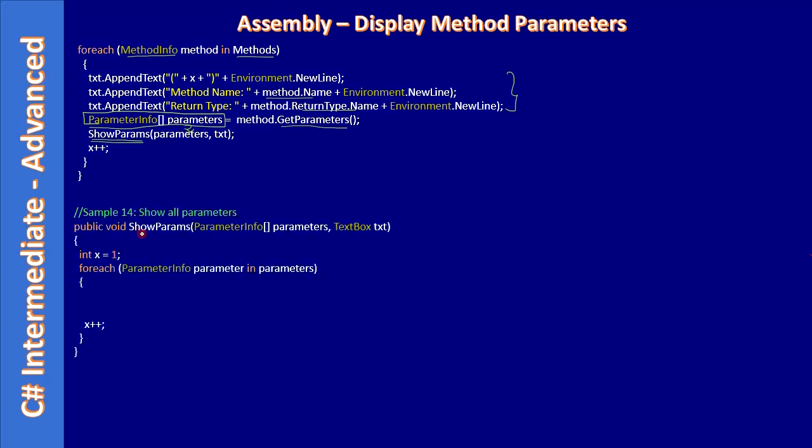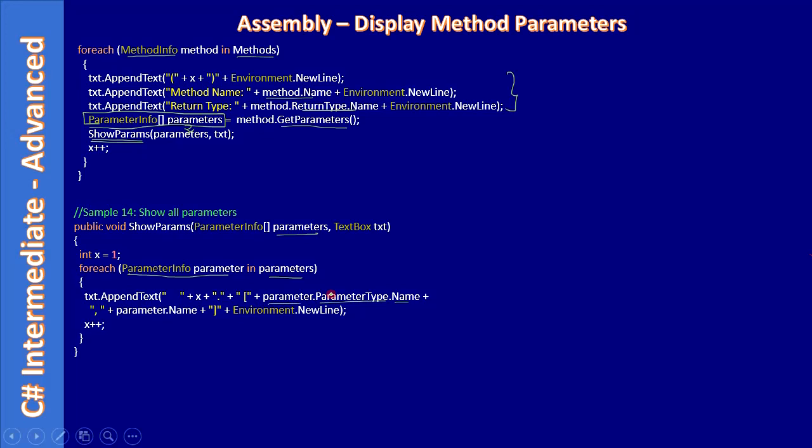And here is the show params function, with parameters, because it's an array, right? So inside we are putting one more foreach ParameterInfo in parameters. Then if you see ParameterType.Name, this will tell what the type of each parameter is. Then we are displaying the parameter name as well.